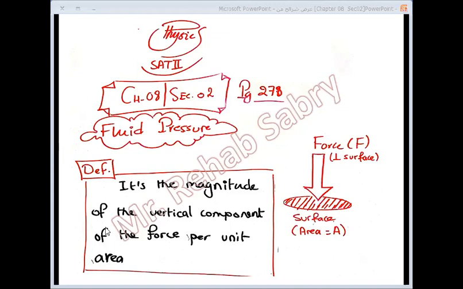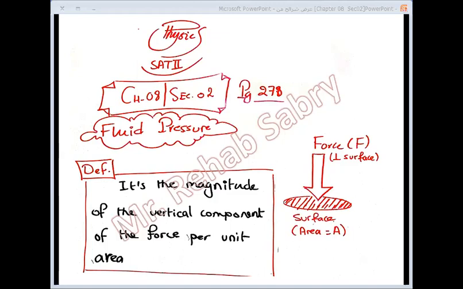In this case, the pressure will be the magnitude of the vertical component of the force per unit area. Or in other words, we can say it's the magnitude of the force per unit area. What's meant by force per unit area? It means it's the force that affects an area of magnitude 1.